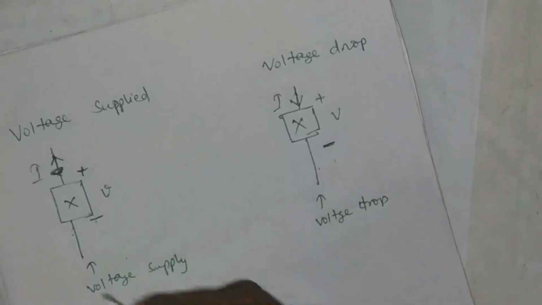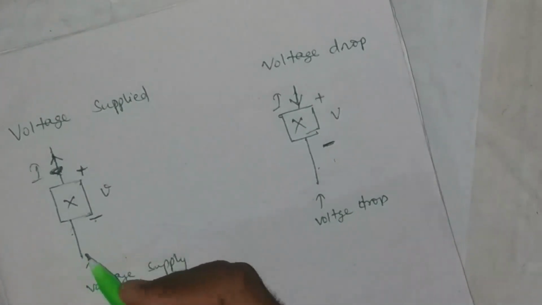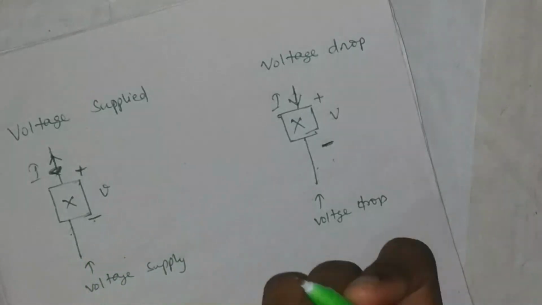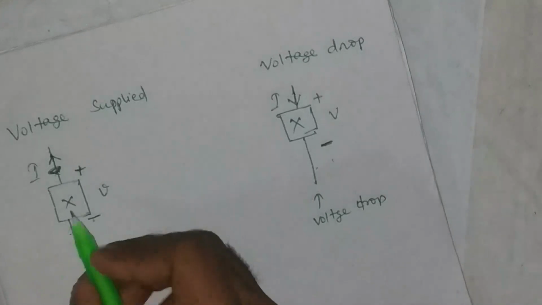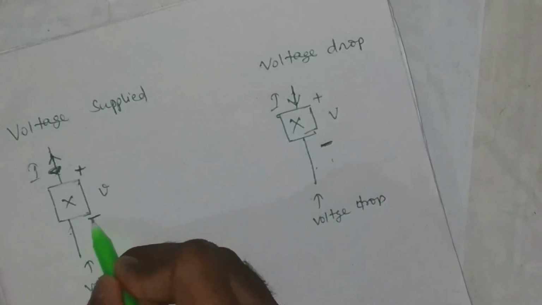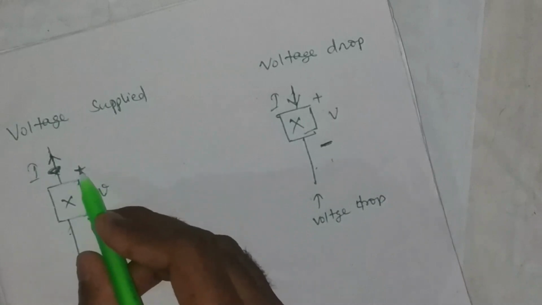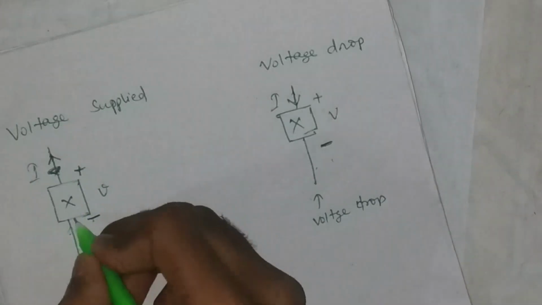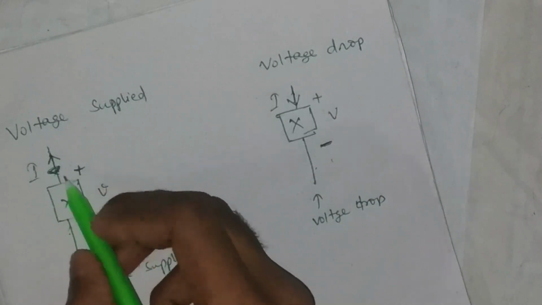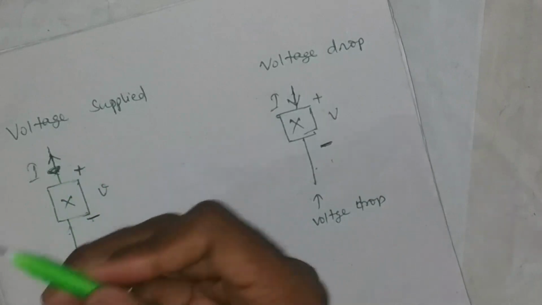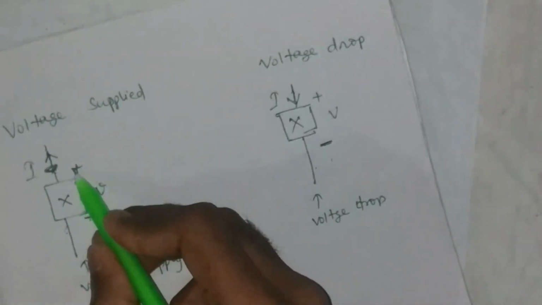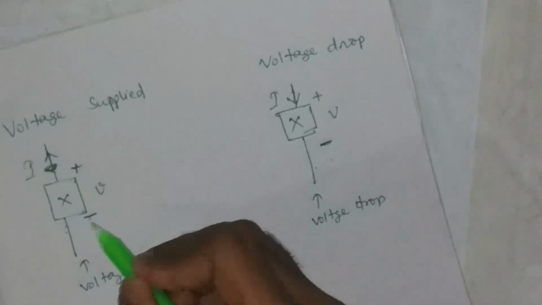Voltage supply means if you go in the direction of current and the voltage increases, then that element is supplying the voltage, meaning energy, because voltage and energy are related. In this element, here is negative, meaning low potential, and here is positive, meaning high potential. Current enters from the negative side and exits from the positive side. So voltage is increased from negative to positive in the direction of current, and this supplies the voltage.